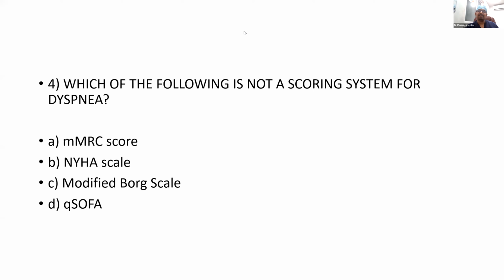Okay, the answer here is QSOFA. I think there are no answers yet. So the answer is QSOFA. QSOFA is mainly screening for sepsis. It is not for breathlessness. It talks about sepsis. It does have a respiratory component, but it does not really talk about breathlessness. It is looking at sepsis as a cause for breathlessness, and that could be one of the options. The rest of them are all clinical scoring systems, which we use for the grading of dyspnea.